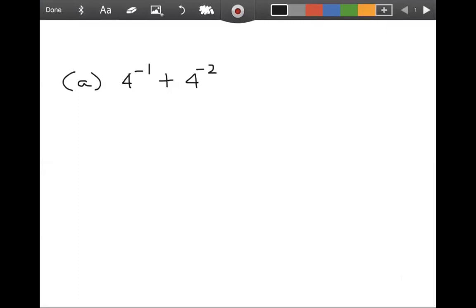And our first example is 4 to the negative 1 plus 4 to the negative 2. All right, so according to the rule that we just looked at, 4 to the negative 1 is the reciprocal of 4 to the 1, and 4 to the negative 2 is the reciprocal of 4 squared. So believe it or not, 4 to the negative 1 plus 4 to the negative 2 means 1/4 plus 1/16.